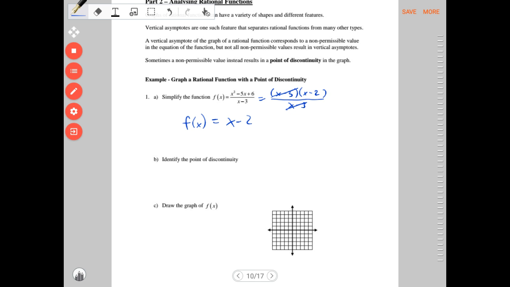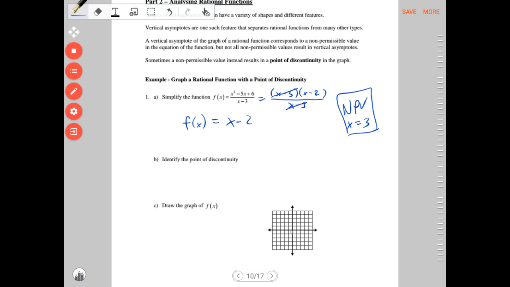Because when x is 3, we have a non-permissible value at x equals 3, since 3 minus 3 is 0. Even 0 divided by 0, you're still not allowed to do that. So this one still comes into play. It's just that the graph doesn't have an asymptote anymore. It's got a hole, or a discontinuity. So we're going to graph this.